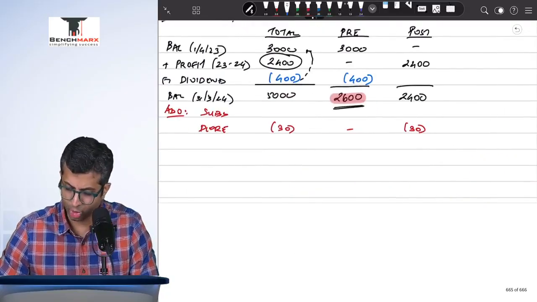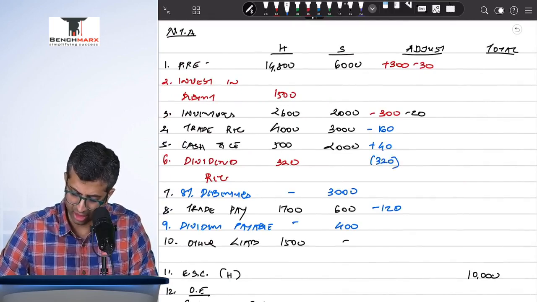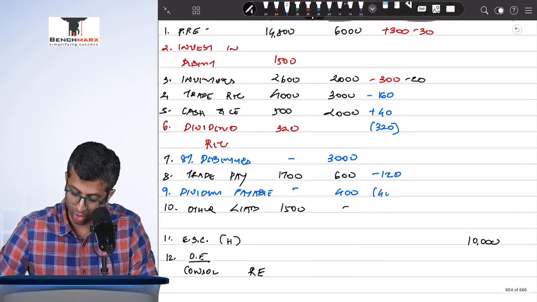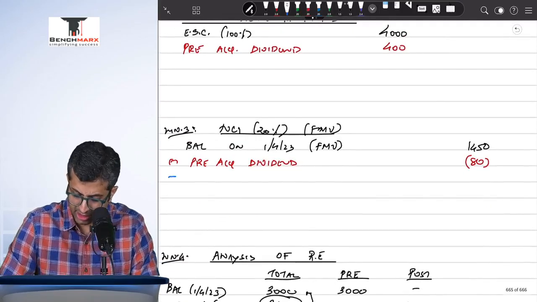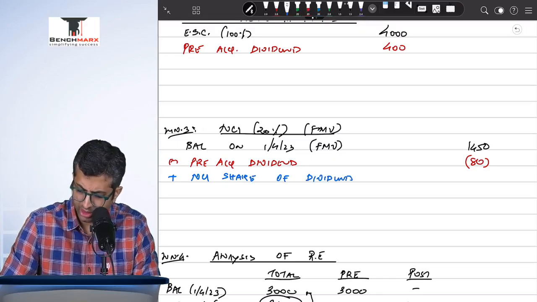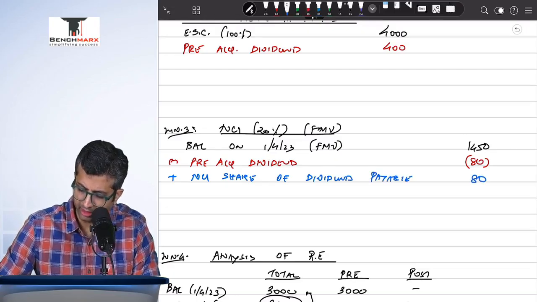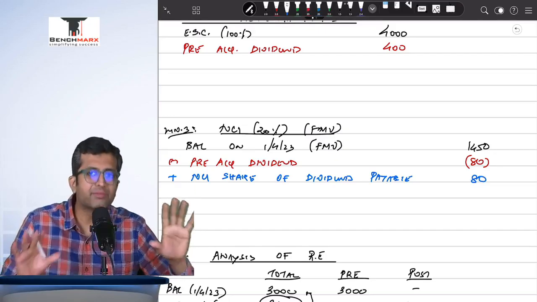And hence, over here, I will have a minus 320 from the dividend receivable, a minus 400 from the dividend payable, and in NCI, you will add NCI share of dividend, which is still payable, which is 80. Any other alternative effect where you kind of give the same ultimate effect?